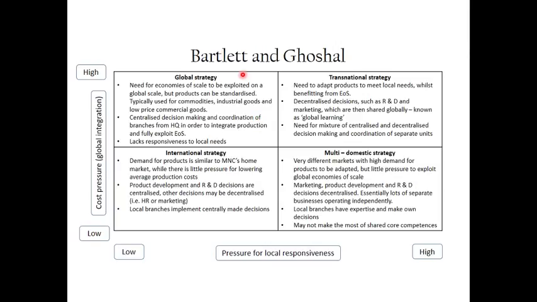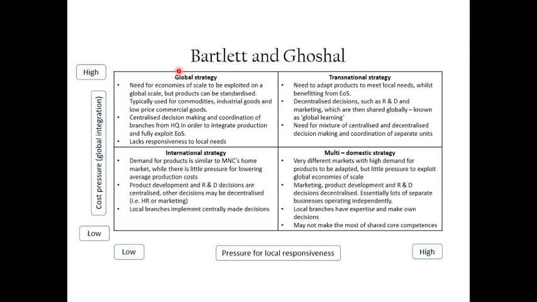So the global strategy is the one we're looking at in this video, where those economies of scale are particularly important and pressure for local responsiveness is less important. So we need to exploit our economies of scale on a global scale, but the products can be standardized. This is typically used for things like commodities, industrial goods and low-priced commercial goods.